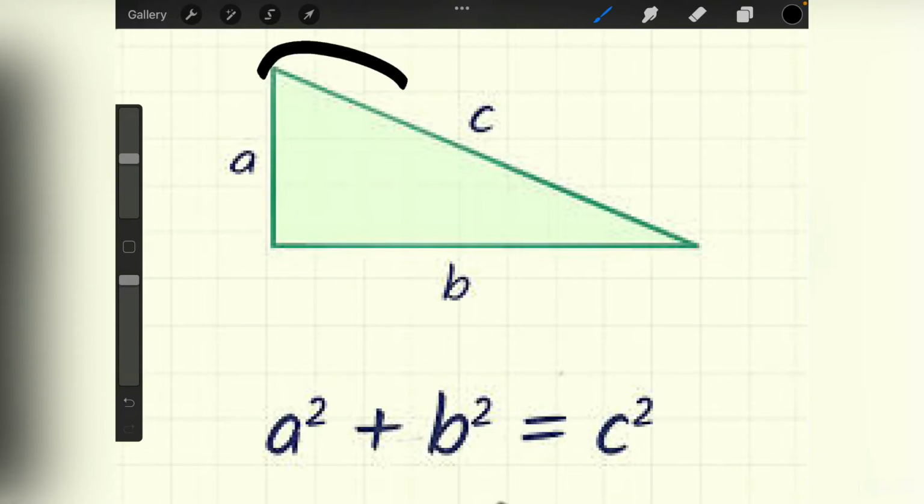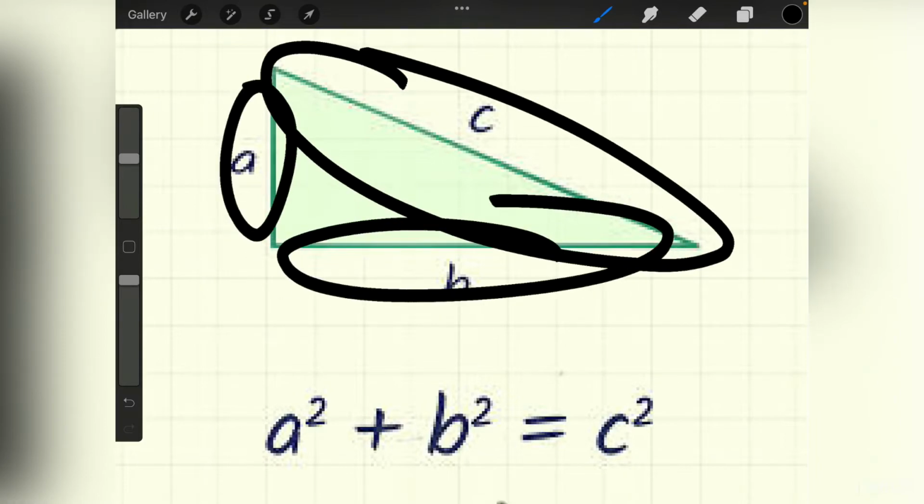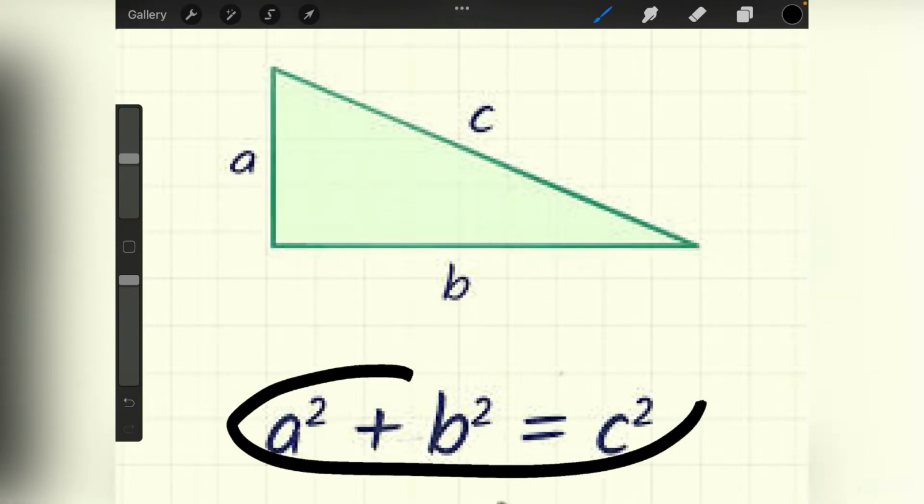So today I'm going to be teaching you about the Pythagorean Theorem, which is basically how you find the hypotenuse of a triangle with A and B, which is the length and the width. The formula, as you can see right here, is A squared plus B squared equals C squared.